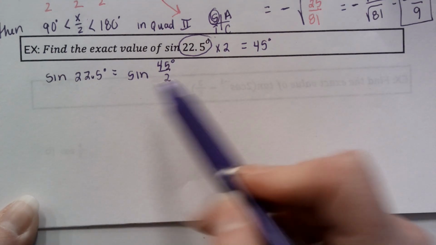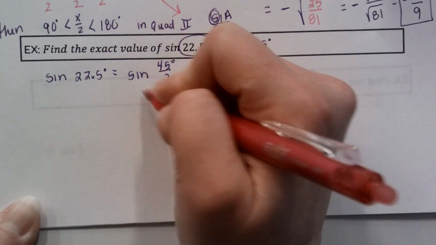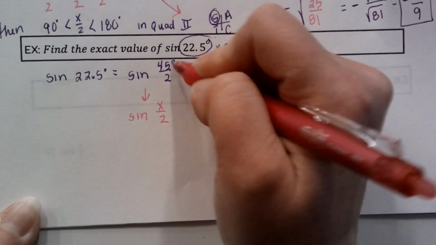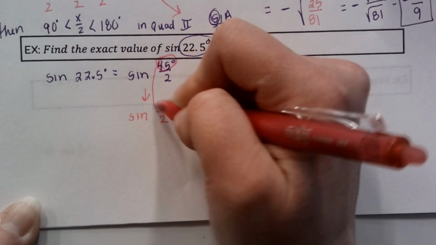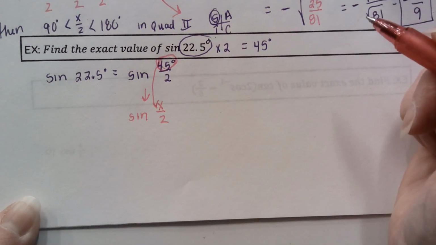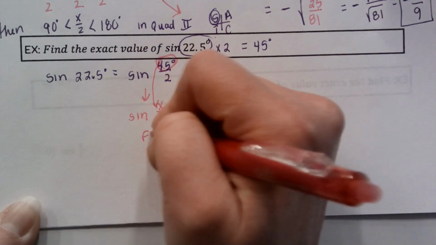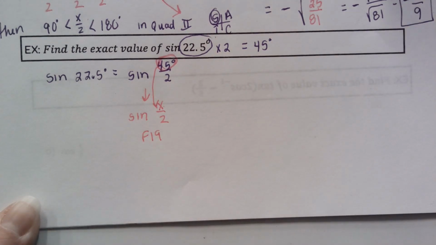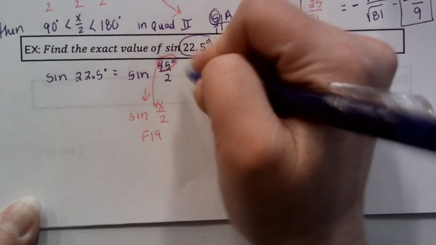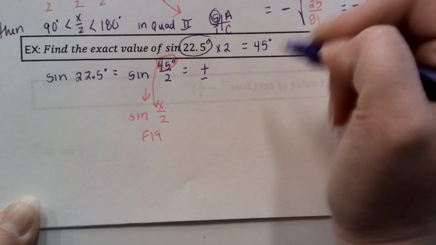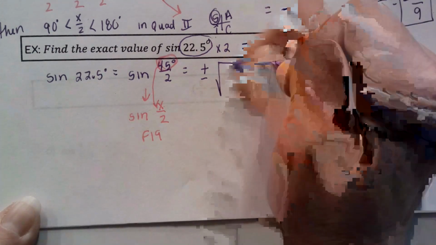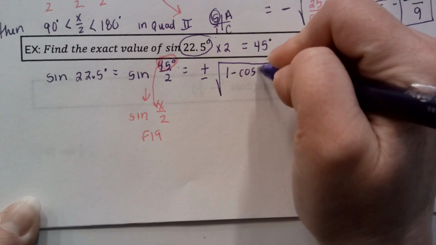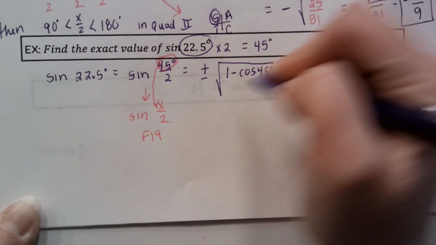And now this is going to be my sine of x over 2 formula, where the 45 is going to be my x. So this is the sine of x over 2 formula, which is formula 19. And in place of x, I'm putting a 45 in there. So if I write out formula 19, first off, there's that plus minus thing again. Big square root, 1 minus cosine x, but don't forget x is 45 degrees, all chopped in half.